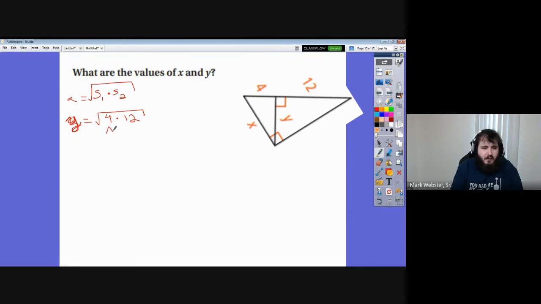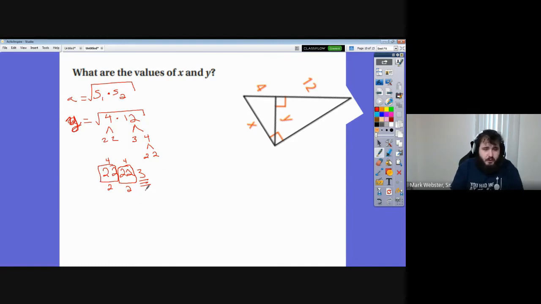So let's break it down. 4 is 2 times 2. 12 is 3 times 4, and once again, 4 is 2 times 2. So let's write them out: 2, 2, 2, 2, 3. Well, here's a pair of 2's. Here's another pair of 2's. Square root of 4 is 2. Square root of 4 is 2. And this 3 is all by its lonesome.